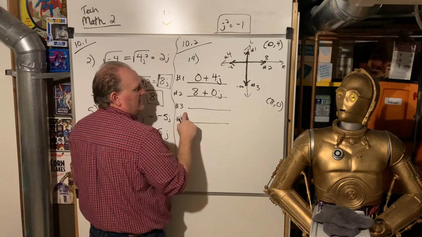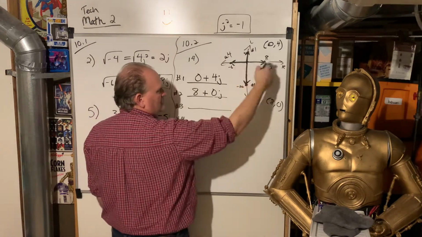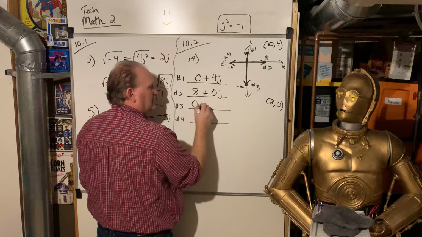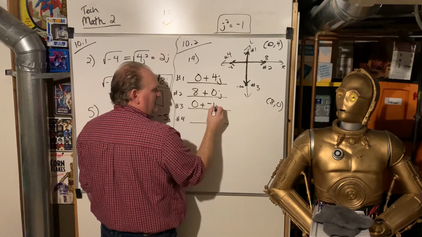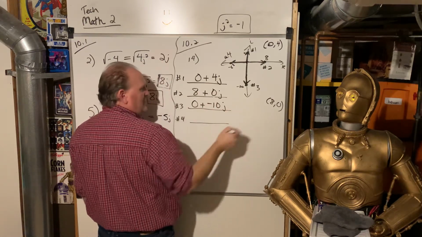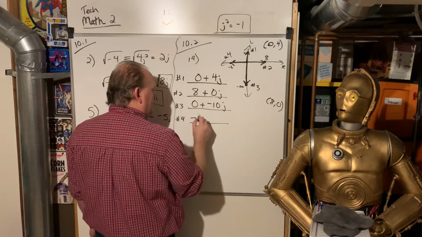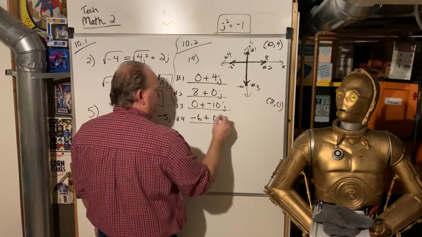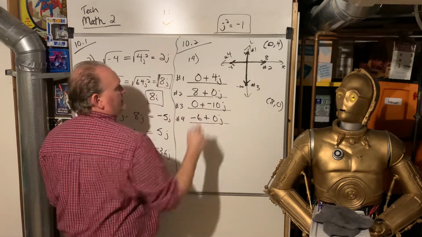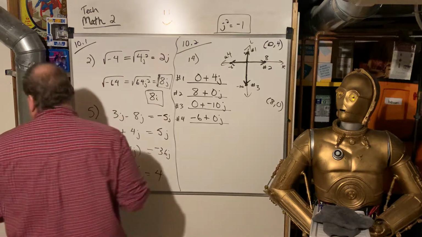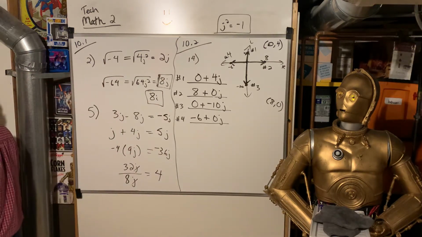Okay? 3, that's down here. So that's 0 right or left. So 0 plus -10j, or you could just say -10j, that would be fine. And -6 plus 0j would be that one. Okay. So that's what 14 looks like. Pretty basic stuff. xy, and you just put whatever's on the y, you throw a j on it.